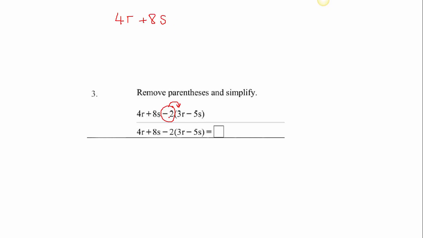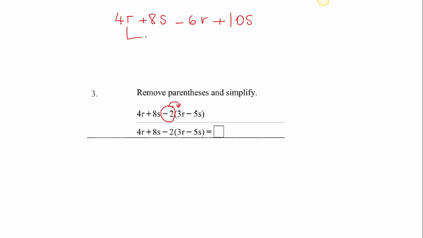Now, negative 2 times 3r is negative 6r. And negative 2 times negative 5s: negative times negative is positive, 2 times 5 is 10, and then s. So this is how we remove the parentheses.